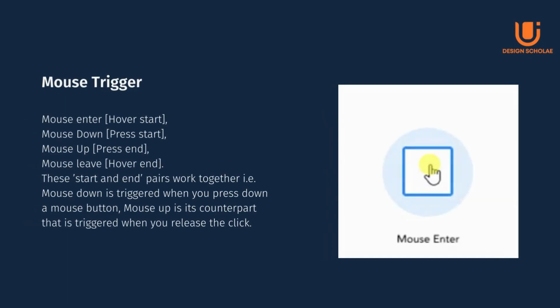Mouse triggers. Mouse enter, that is hover start. Mouse down, that is press start. Mouse up is press end. Mouse leave is hover end. These start and end pairs work together, that is, mouse down is triggered when you press down a mouse button. Mouse up is its counterpart that is triggered when you release the click.